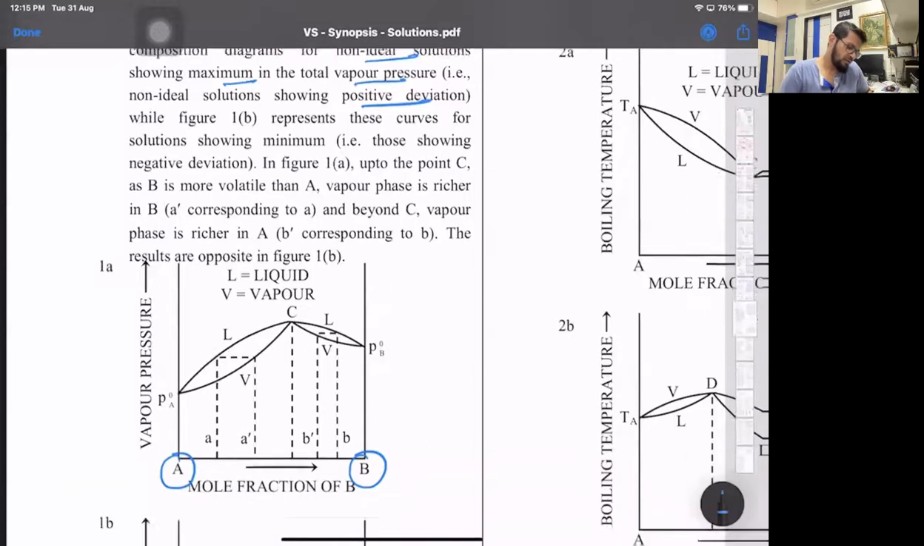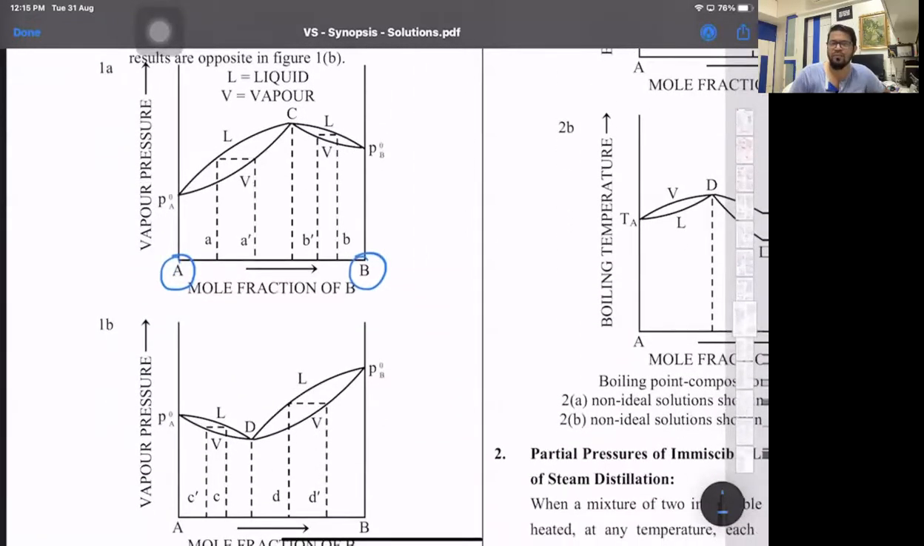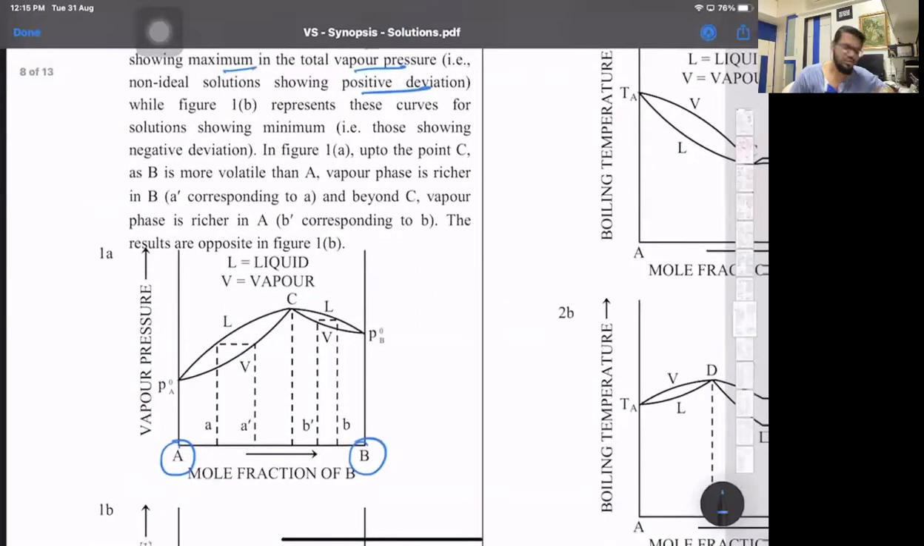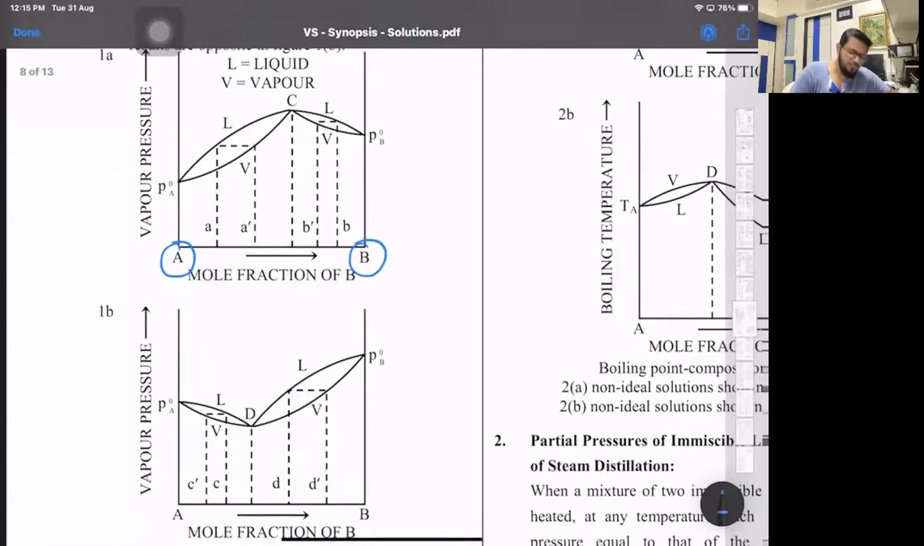Whereas figure 1B is a negative deviation, that is when you're mixing the two and there are solute-solvent interactions. These graphs are similar for the positive and the negative deviations. It says to represent these curves for a solution with a minimum showing negative deviation up till point C, as B is more volatile than A. The vapor phase is richer in B, and beyond C the vapor phase is richer in A. Whichever is more volatile, its vapors will come faster on the surface, and the less volatile one's vapors will come later. So that's the negative deviation part.